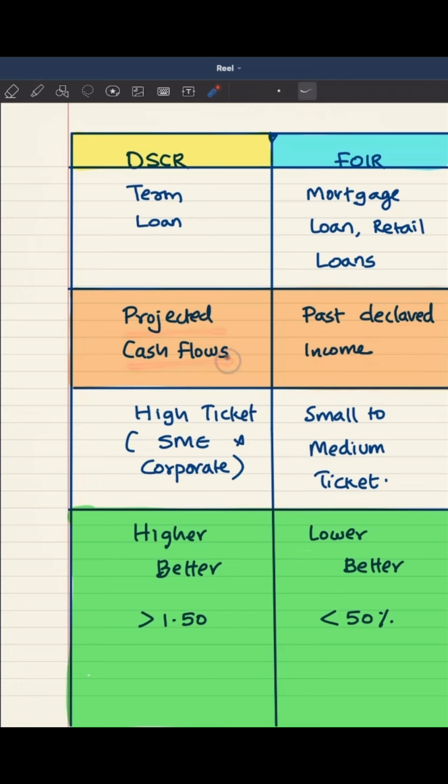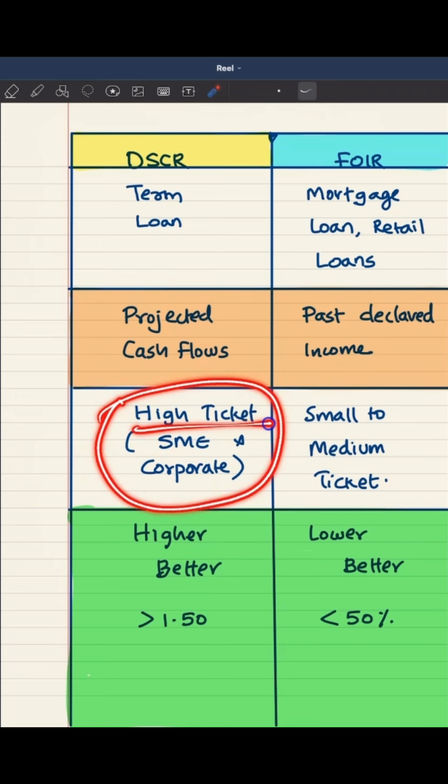As I told you, even if the entity had zero income or cash flows in the past, still they can project a higher cash flow in the future and DSCR can be calculated. So it all depends on the viability of the project. The focus is on viability. Number 3, DSCR calculation is generally applicable for term loans, and most commonly they'll be high ticket loans, and you will see them in SME and corporate cases.